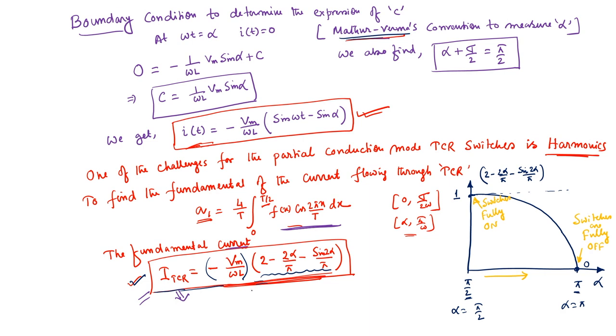Now, this is the fundamental current, and this figure shows you, if we vary this firing angle alpha, how this particular fraction, which is a function of this firing angle alpha, is varying. So, this fundamental current will vary according to alpha. If we vary the firing angle, the fundamental component of this TCR current will vary, and so will the other harmonics which exist in this TCR current.